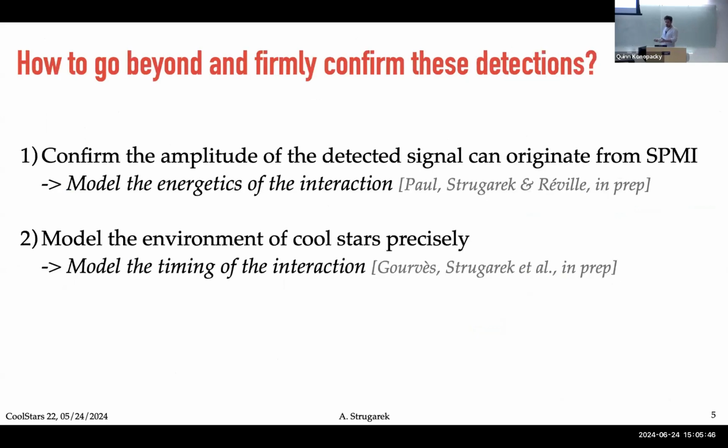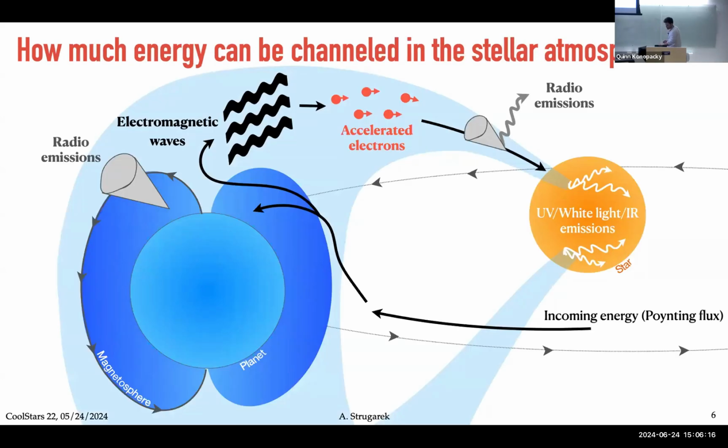What I want to convey in this very short talk is what can we do to actually go beyond this tentative detection and try to firmly confirm it? What would be the next step to be undertaken? I want to reflect on two aspects we've been trying to push forward recently. First, confirm the amplitude of the detected signal, so you want to assess exactly how much energy you have and how it can be translated into one particular observable. And also model very precisely the environment of cool stars to test the phase of the signal you actually detect. So let me go first on this one.